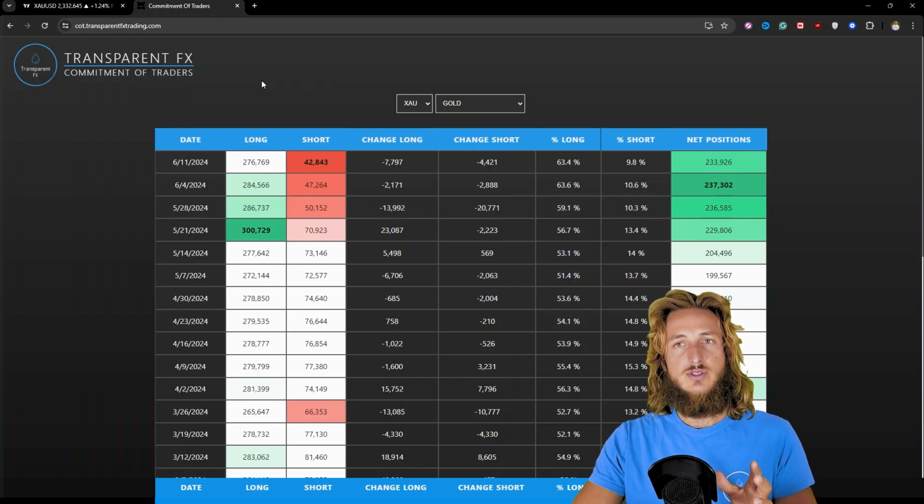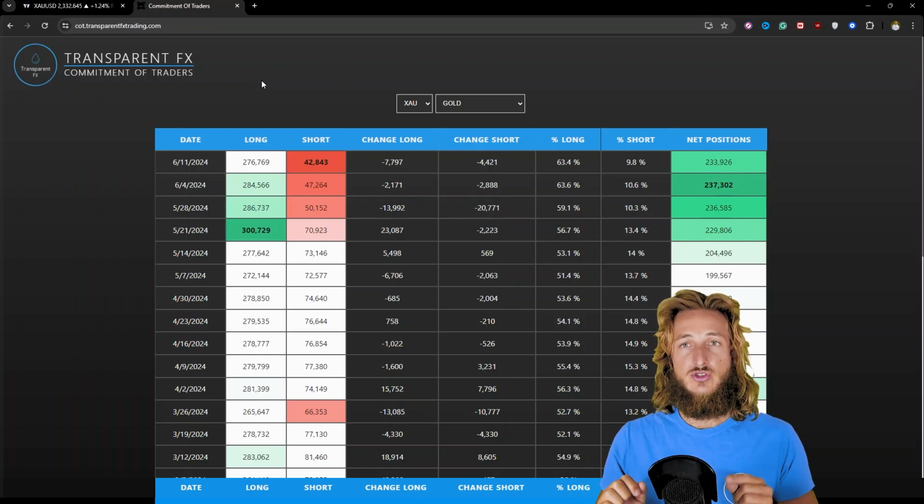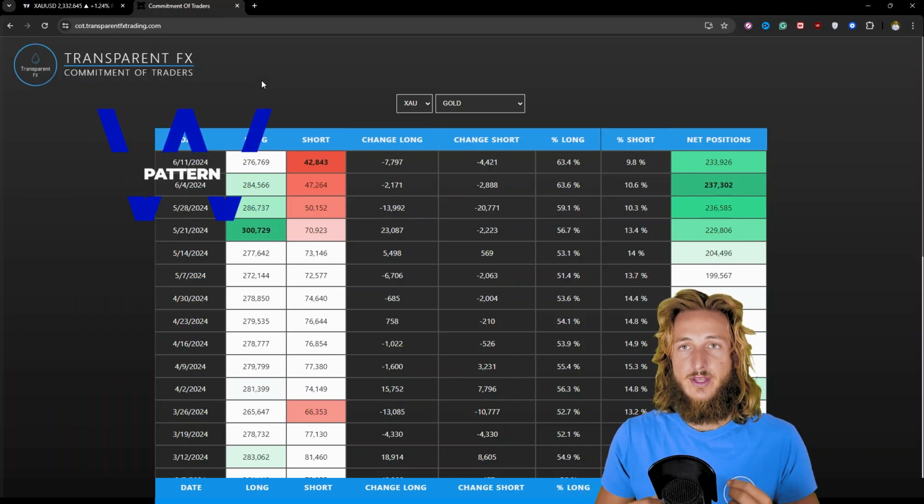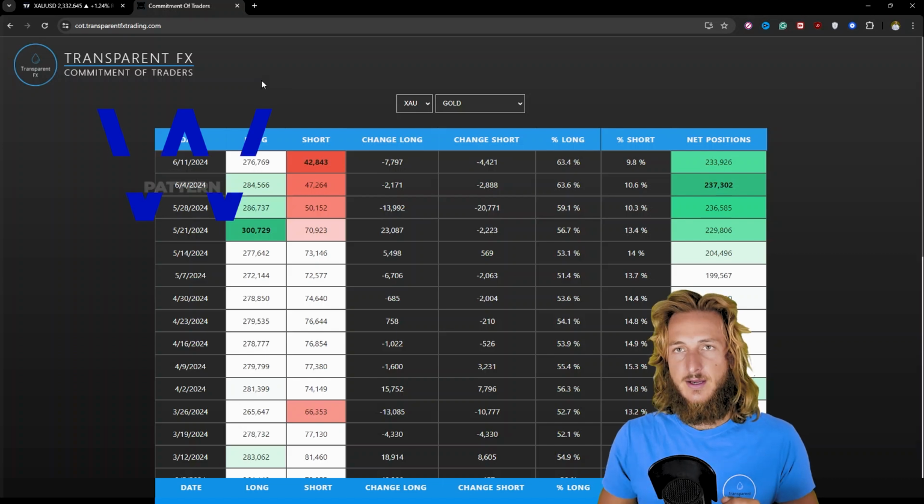So as institutions are slightly decreasing their net positions in the short term, there is the possibility for the completion of that W formation that we have just identified on the daily time frame. So let's keep that in mind and move back to the chart.